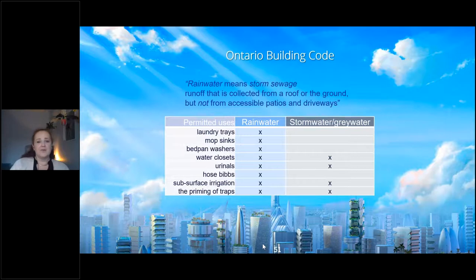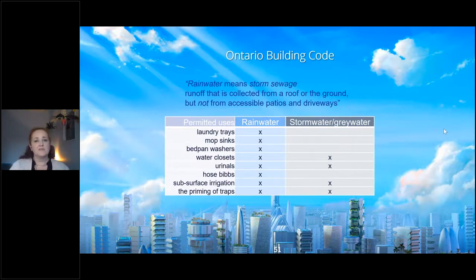So for example, if we had an amenity deck on a podium roof that was draining down to the basement, then that water could not be used for like the hose bibs, for example, or any of these more sensitive uses like laundry, because that would then be classed as stormwater because it's been an accessible area. And so that's something to think about if you're working with a rainwater harvesting system.